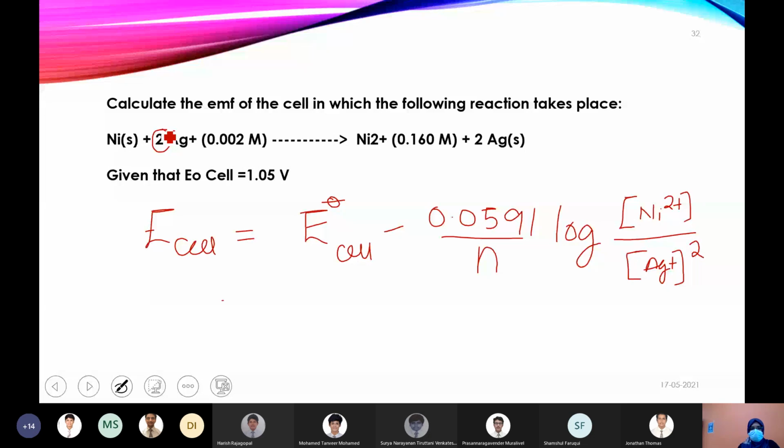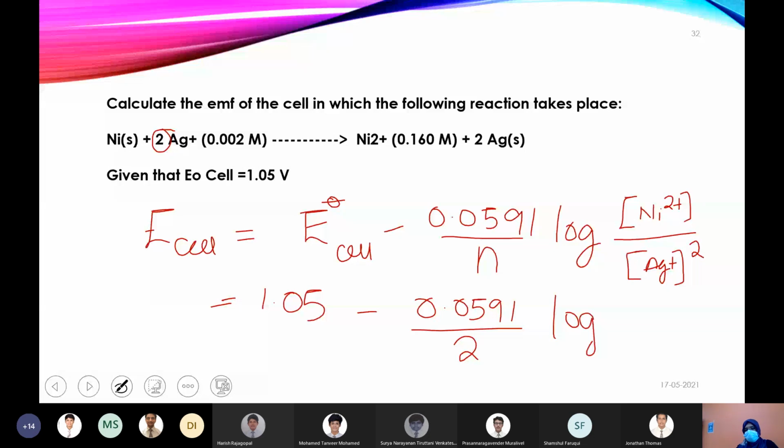So it will be 1.05, it's already given, minus 0.0591. What is the n value here? 2. The number of electrons transferred is 2. Then log 0.160 divided by 2 into 10 raised to minus 3 square. Because that way it's easy. Rather than writing 0.002 and taking this square, this way it will be easy.